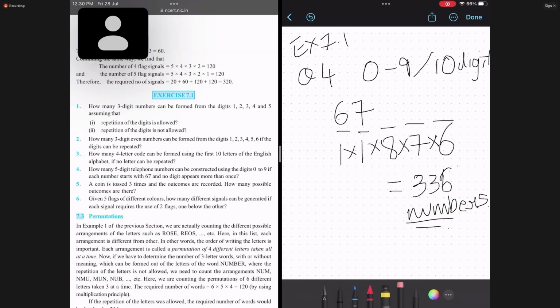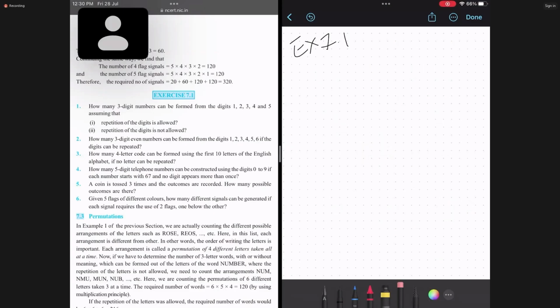Moving on to the fifth question. Question number 5. A coin is tossed 3 times and the outcomes are recorded. How many possible outcomes are there? So up until now, we have only talked about digits and letters and things that can be enumerated in a sequence, right? But consider tossing a coin as the same thing. Rather than places, the blanks in this case will now represent the outcome of each toss, right? And think about when you are tossing a coin, there are only 2 possible outcomes, right? Either you can get a heads or you can get a tails.